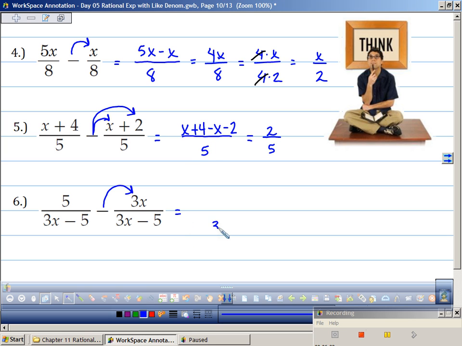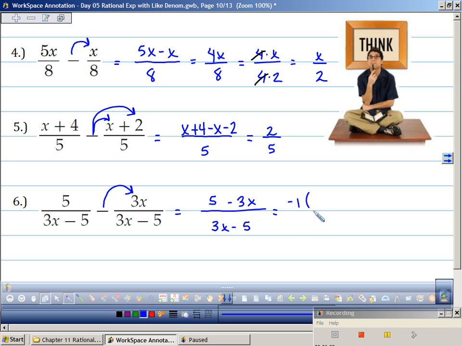Okay, let's do this one. Keep the same denominator. And in the numerator, I have a 5. When I distribute that negative, I have a negative 3x. What can we do with that? But they're not the same. Well, I can't just multiply the top by a negative because then I have to multiply the bottom by a negative. But I can pull a negative out.